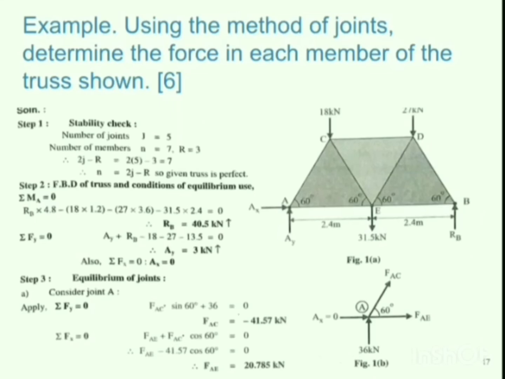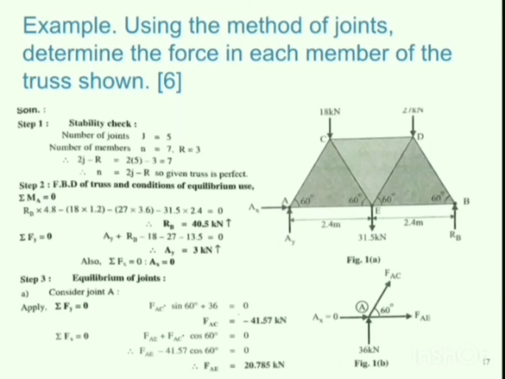Okay, please don't get confused with the negative sign. It is just a representation that our assumption is incorrect. FAC is acting towards joint A. That means it is carrying a compressive force. Whereas FAE, we got a value of positive 20.785 kilonewton. That means our assumption is correct. It is acting away from the joint.